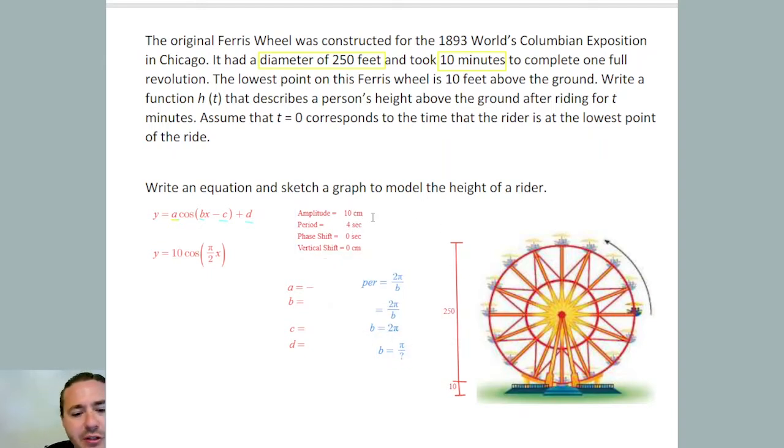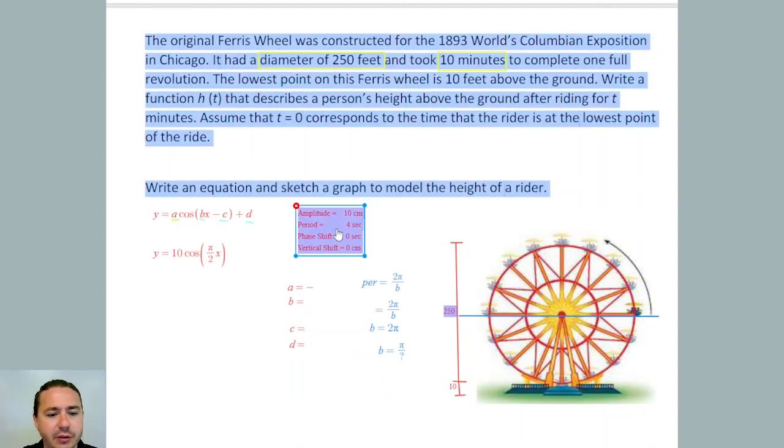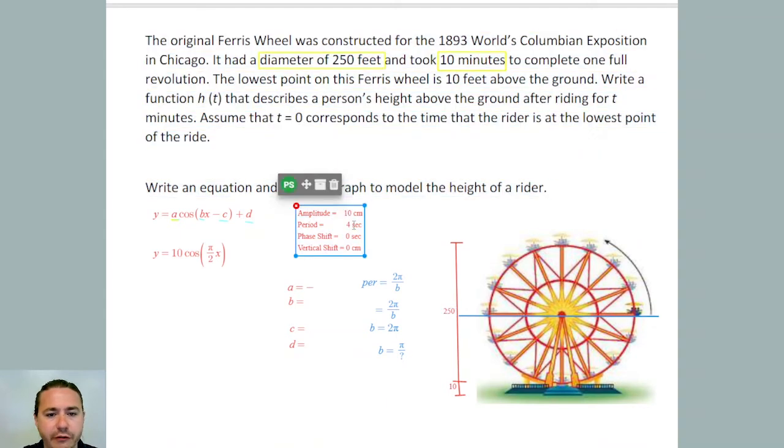Okay, so the amplitude here, remember the amplitude is going to be the distance from equilibrium to the extreme. So if our vertical shift, or our equilibrium, is roughly right here, halfway, the distance between here and the top is going to be 125. Our amplitude, therefore, is exactly that, 125, in this case, feet. And that gives us our a value. Since we're starting at the bottom, we're going to start with a negative cosine, so our a value should be negative 125.